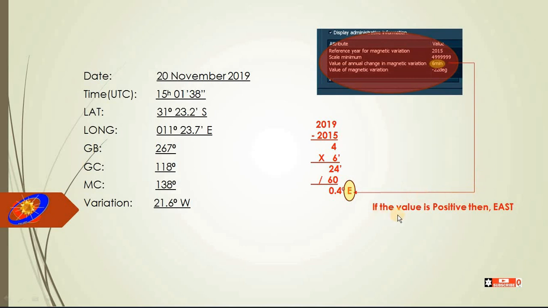Now we have rules here. If the value is positive, then the name is east. But if the value is negative, then we name it west. For now, we have a value here positive, so it's east. And 22 degrees from the value of magnetic variation, which is negative here. So, as per our rule, if the value is negative, then we name it west.